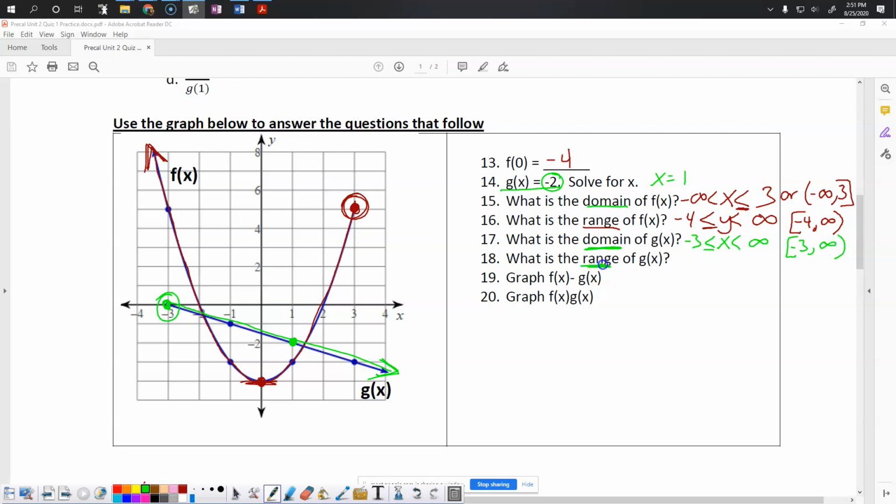The range of g, the y values, highest and lowest points. The highest point is right here where y equals 0. But it never seems to stop going down. And it does equal 0, so we can put an equal there. And so we would write it like this.